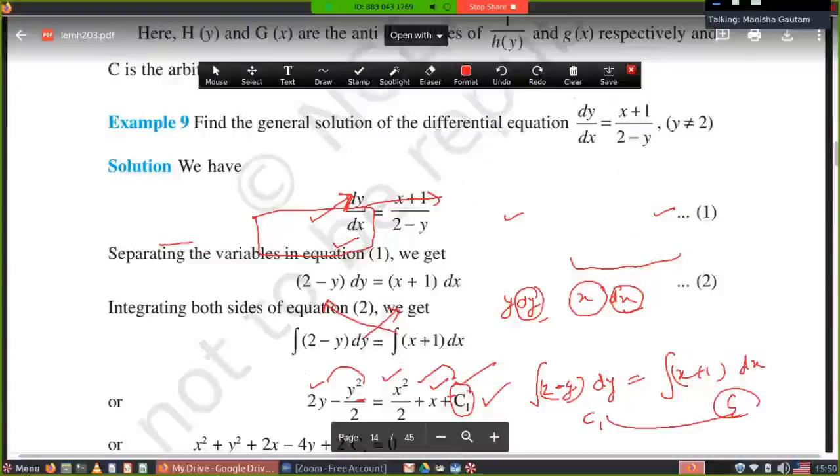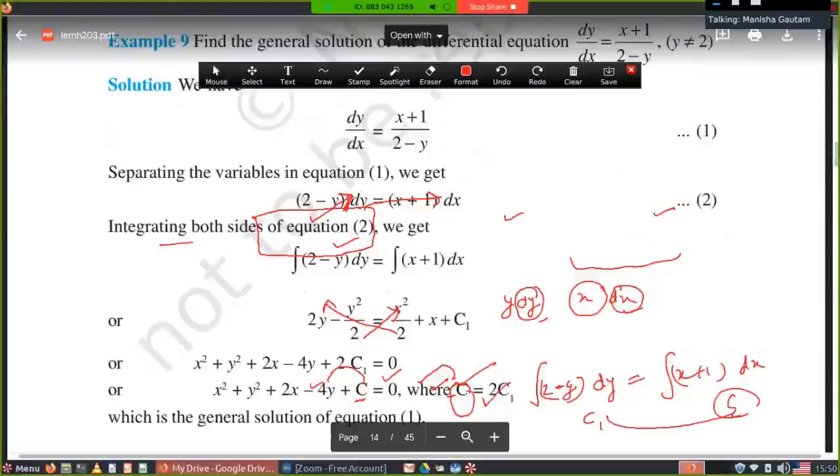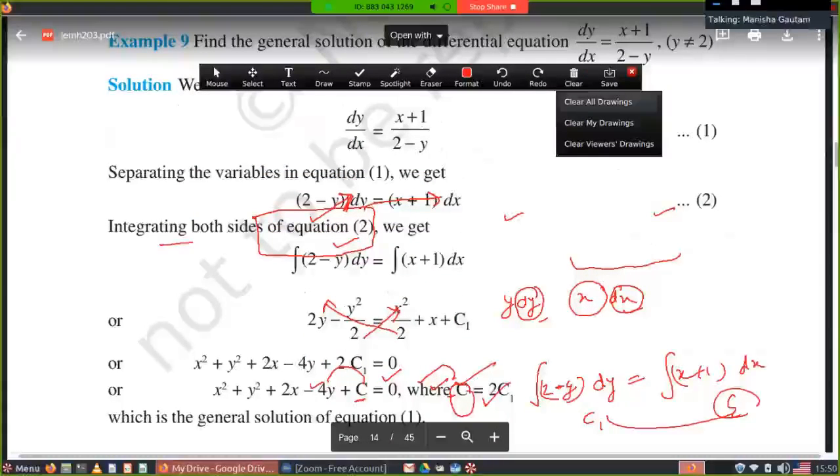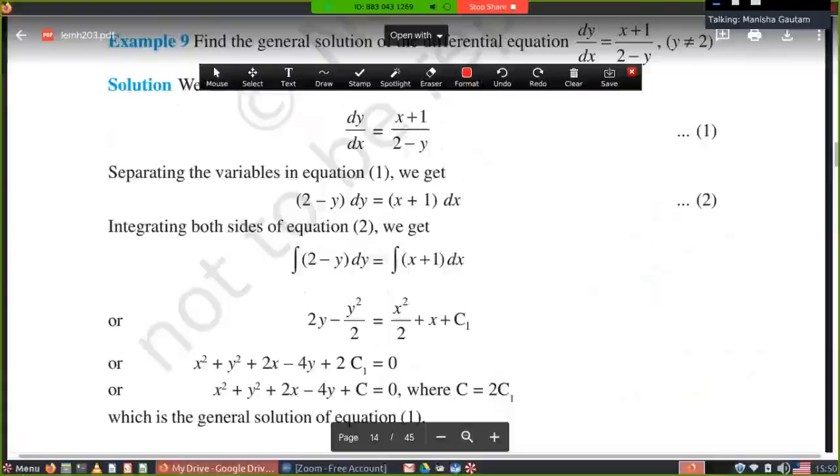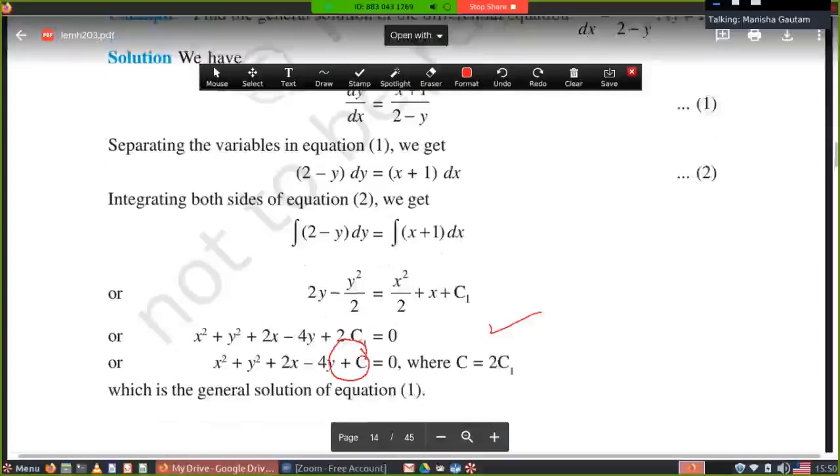Now take the LCM and simplify it. This is the simplification of this equation, and you will get x square plus y square plus 2x minus 4y plus c equal to 0. What is c? c is 2c1, this 2c1 is c, and c equal to 0.